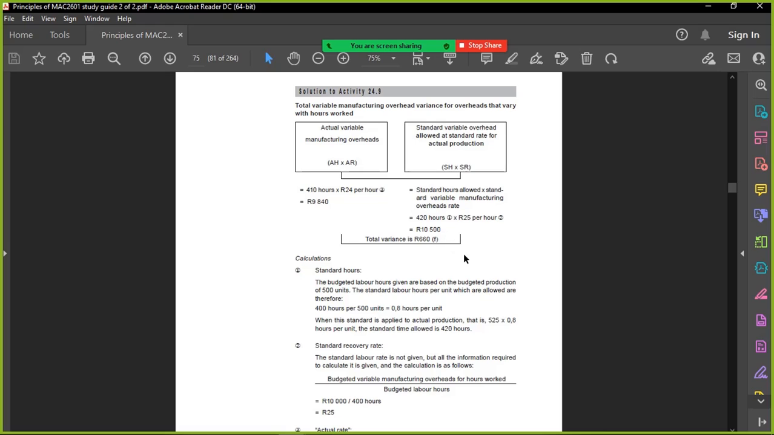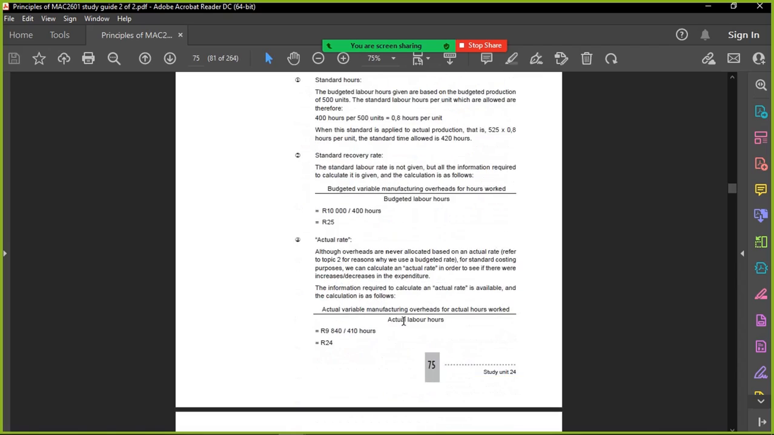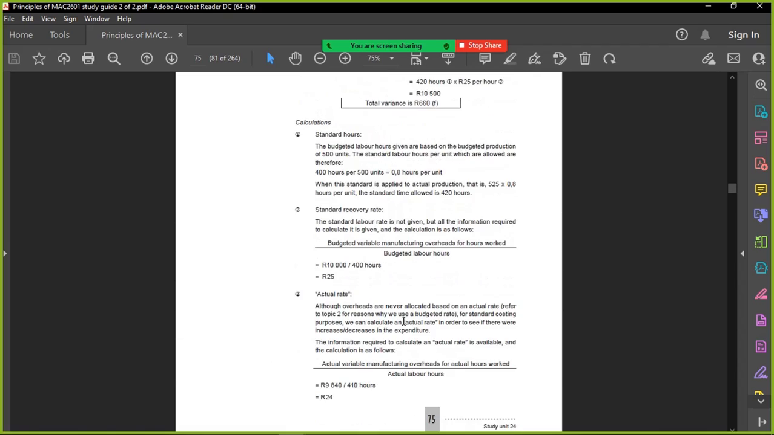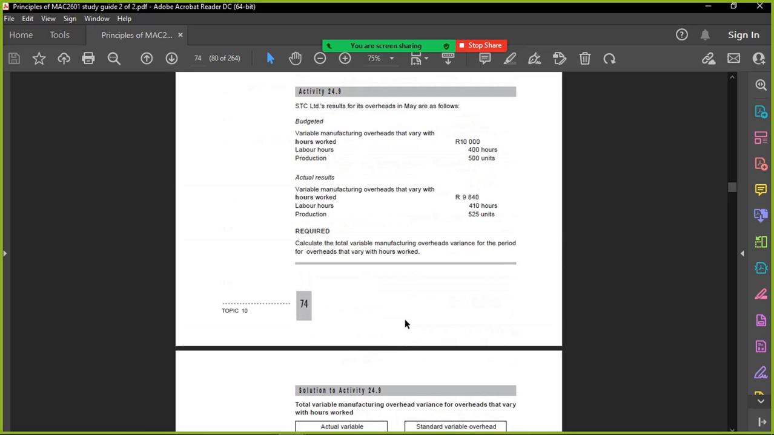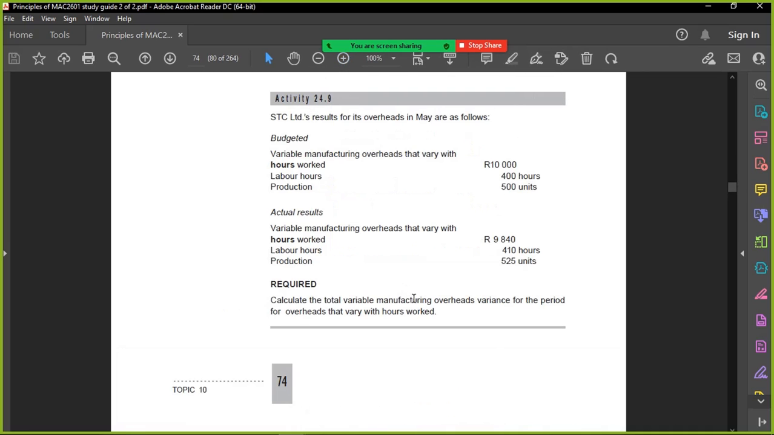The activity 24.9. Did you struggle with this one? Calculate the total variable manufacturing overhead variance. Okay, you struggled with this one. We can go through it quickly. It doesn't look too long. We can discuss it, just so I can then continue again on my own, and then I'm fine. Thinking maybe we do relevant costing. I'd say it's the next unit there. Okay.